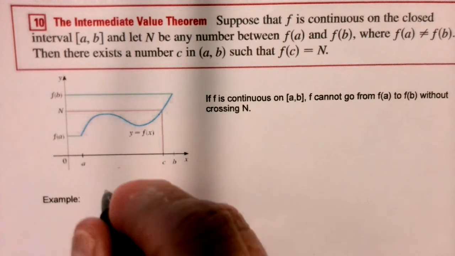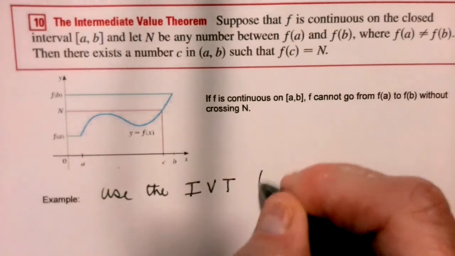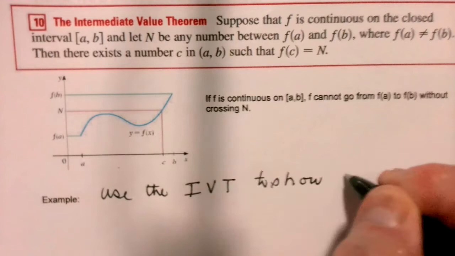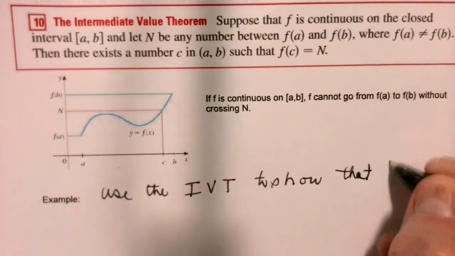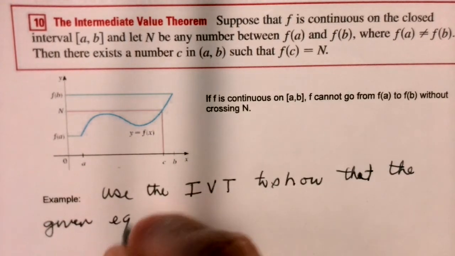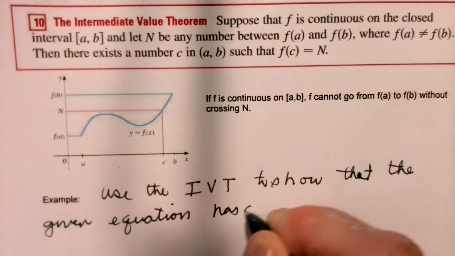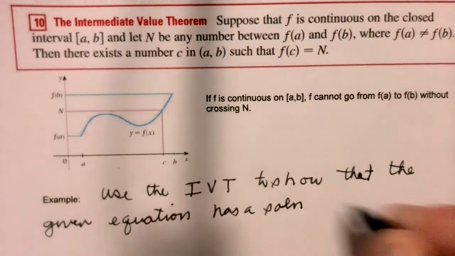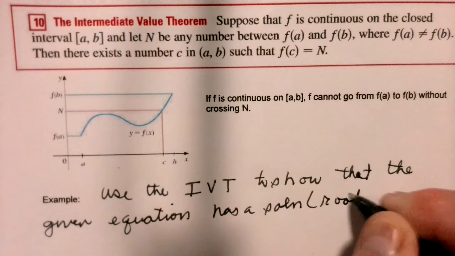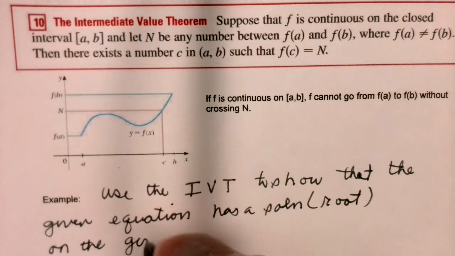So here's an example. Use the intermediate value theorem to show that the given equation has a solution, what we call a root, on the given interval. Okay.